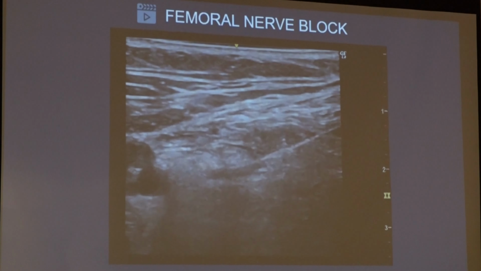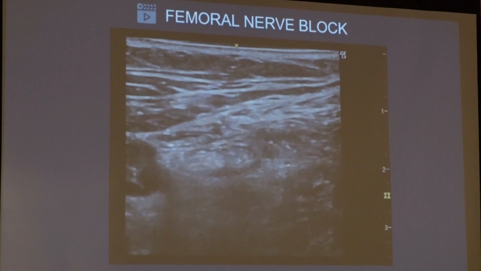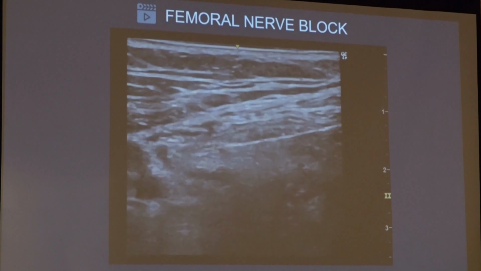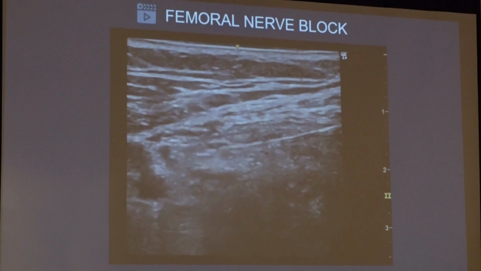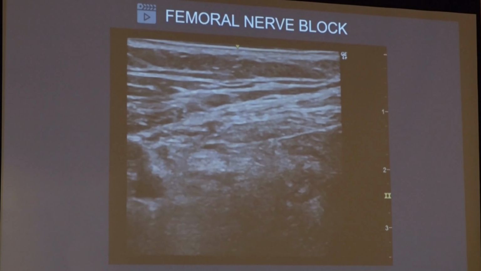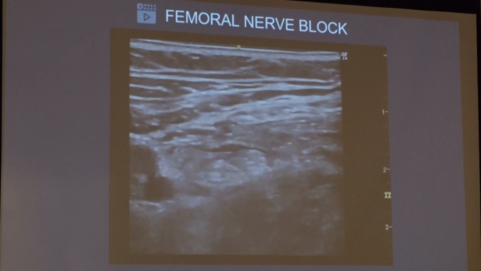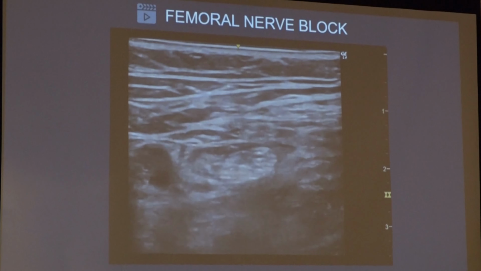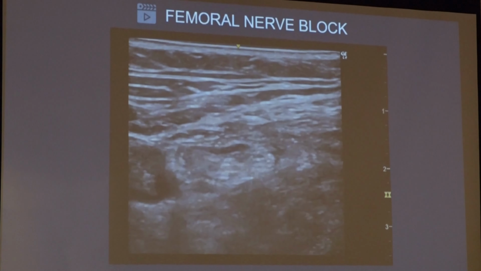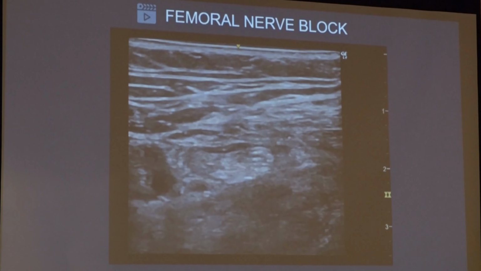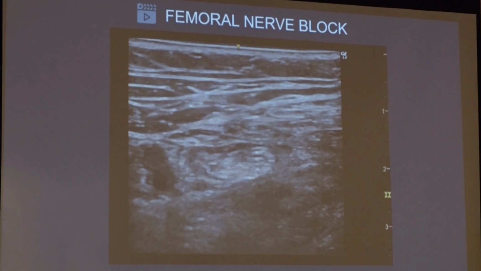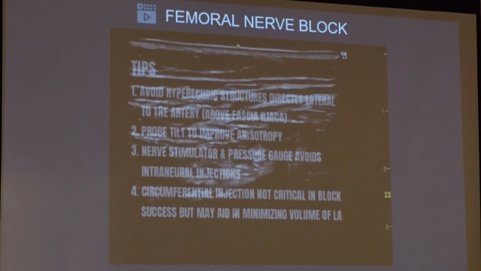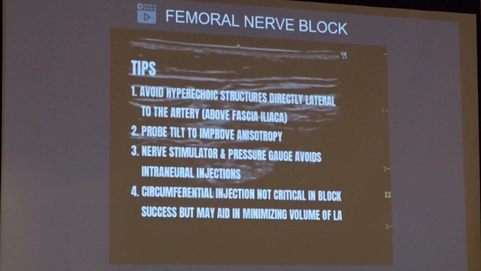The use of nerve stimulator and pressure gauge is often advocated in preventing intraneural injection. A total volume of 10 to 15 mL of local anesthetic is adequate for this block. Dynamic scanning can be done to observe the local anesthetic spread surrounding the femoral nerve, which would indicate a successful block. A few tips in performing the femoral nerve block.